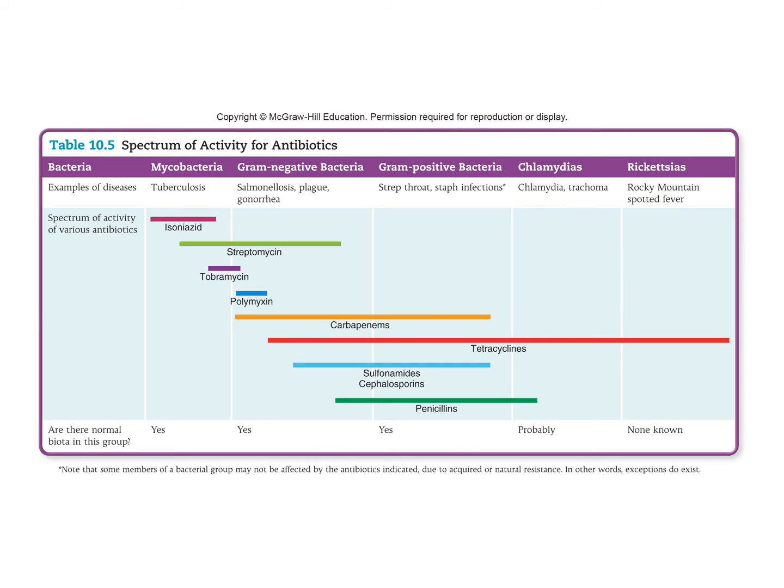So here's a picture showing spectrum of activity for antibiotics. So it's showing as it goes across the board: mycobacteria, remember, acid fast, and then you have gram negative, gram positives, chlamydia, which is a different kind of intracellular bacteria, and then rickettsia. So basically, it's looking at different groups of medication and how far they spread across.